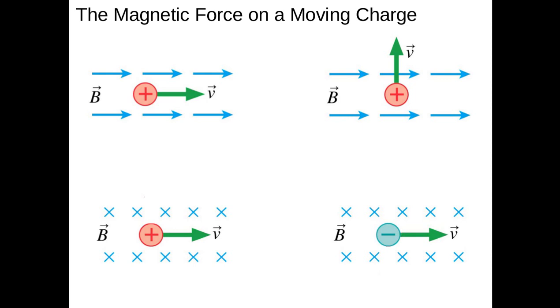So I go through the right hand rule the same. V in the positive x, curl my fingers into the page. My thumb is pointing up, but at this stage I remind myself I'm dealing with a negative particle, so I just rotate my hand and point my thumb in the opposite direction, negative y.